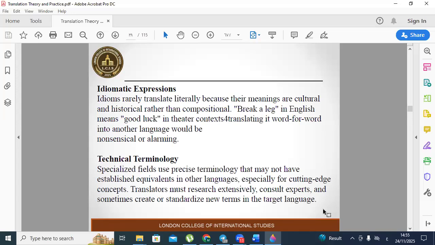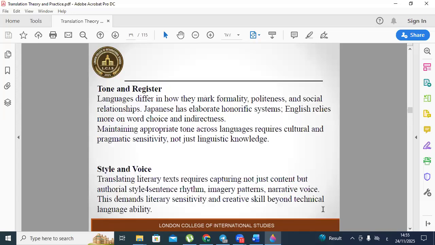Technical terminology. Specialized fields use precise terminology that may not have established equivalents in another language, especially for cutting-edge concepts. Translators must research extensively, consult experts, and sometimes create or standardize new terms in the target language.